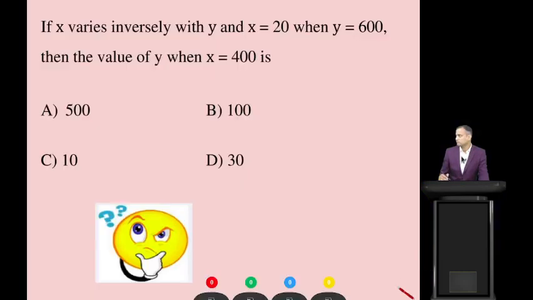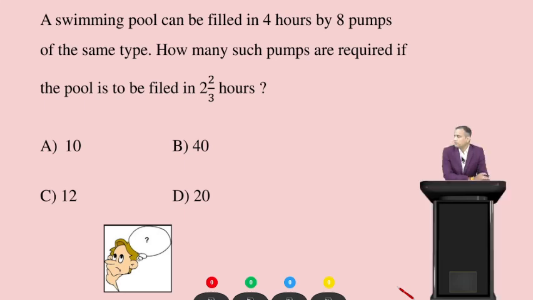Okay, and I have the next question. A swimming pool can be filled in 4 hours by 8 pumps of the same type. How many such pumps are required if the pool is to be filled in 2 whole 2/3 hours? Okay students, again solve this one and your time starts now. First check, is it direct or indirect proportion?